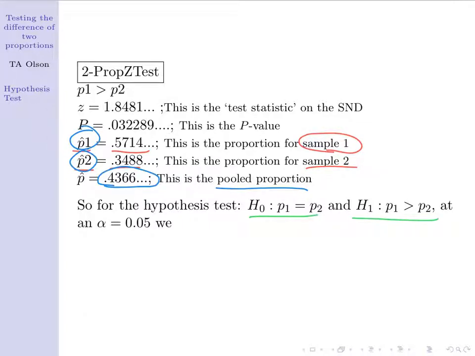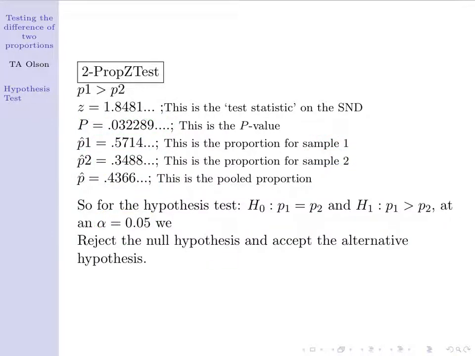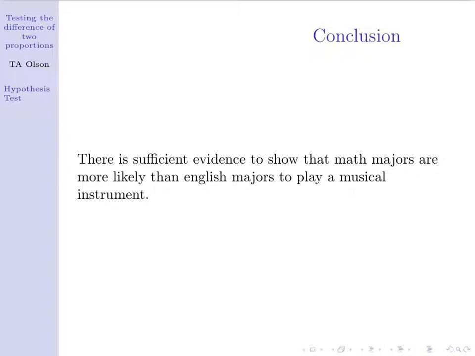Specific for this hypothesis test, that P1 is equal to P2, with our alternative hypothesis that P1 is greater than P2, at an alpha of 0.05, we compare our p-value here. 0.0322 is less than 0.05, so we will reject our null hypothesis and we will accept our alternative hypothesis, that P1 is greater than P2, or that math majors are indeed more likely to play a musical instrument. And that is going to be our conclusion. There is sufficient evidence to show that math majors are more likely than English majors to play a musical instrument.